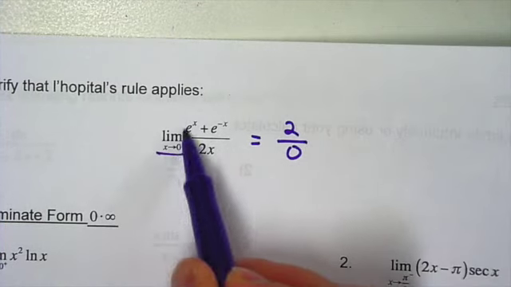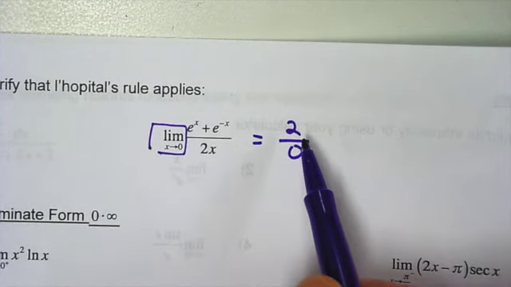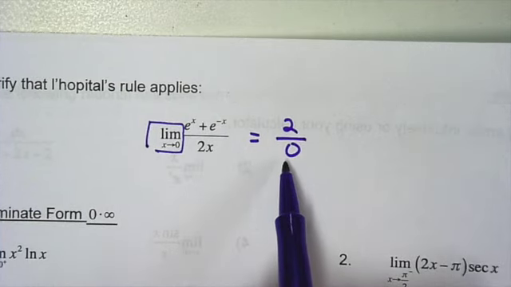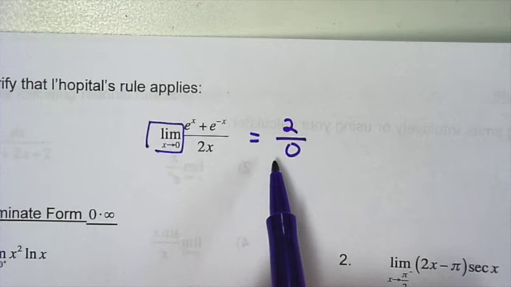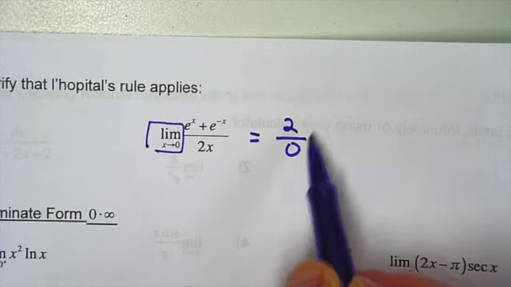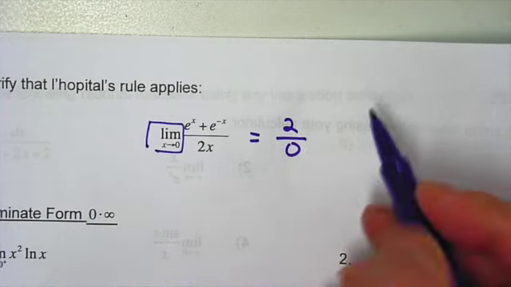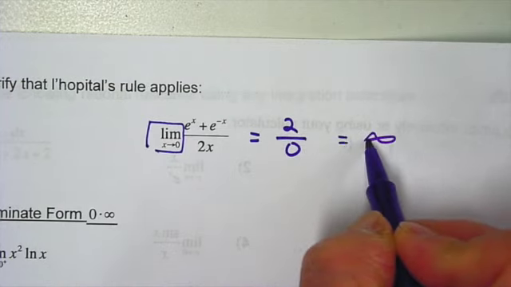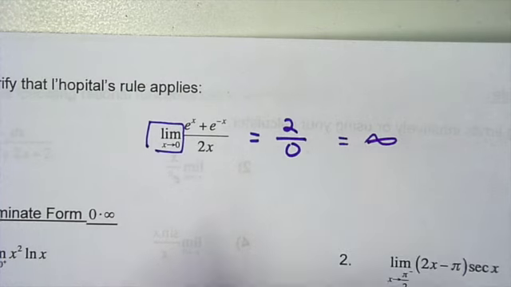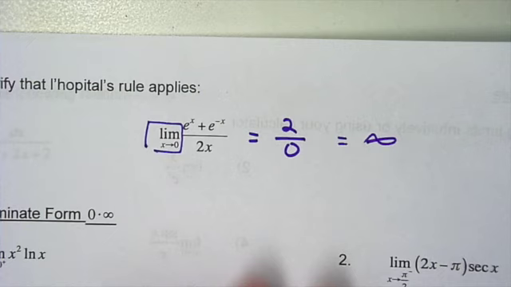Remember, this is a limit problem. So the top is 2, you're approaching 2. The bottom, you're approaching 0. It's saying the bottom is getting smaller and smaller. So when you are doing a limit problem and you have a number on the top and 0 on the bottom, really your limit is infinity, because the bottom of the fraction is getting smaller and smaller, so the entire fraction gets bigger and bigger. So there's no need to use L'Hopital's rule here.